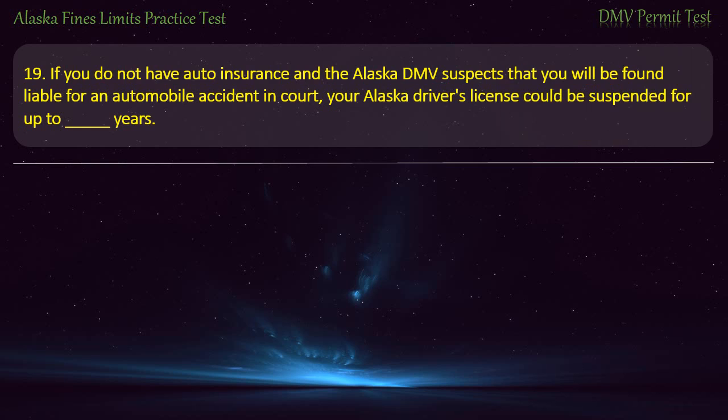Question 19. If you do not have auto insurance and the Alaska DMV suspects that you will be found liable for an automobile accident in court, your Alaska driver's license could be suspended for up to years. 4, 1, 3, 2. Answer: 3.